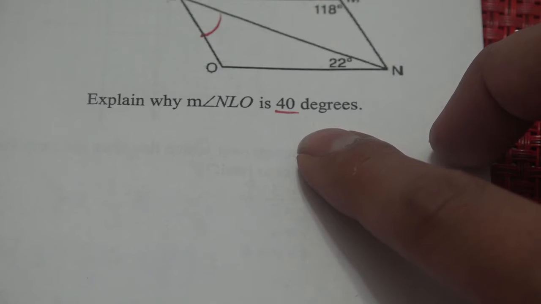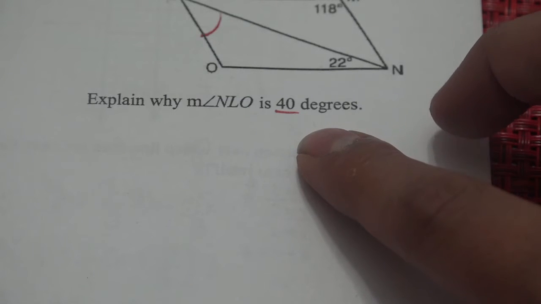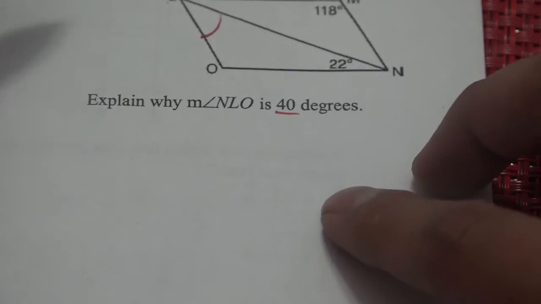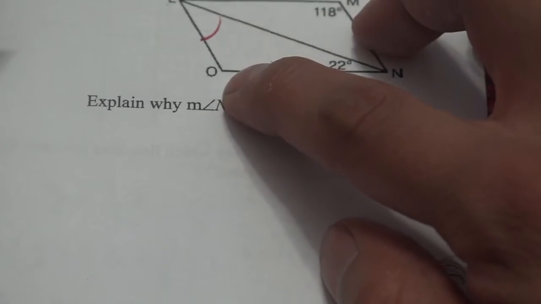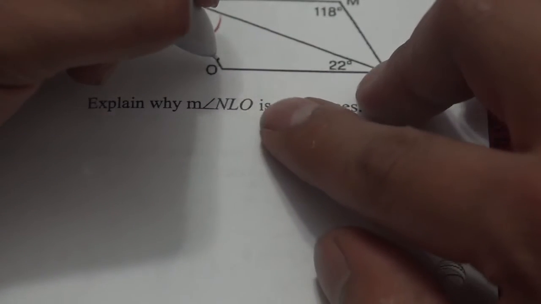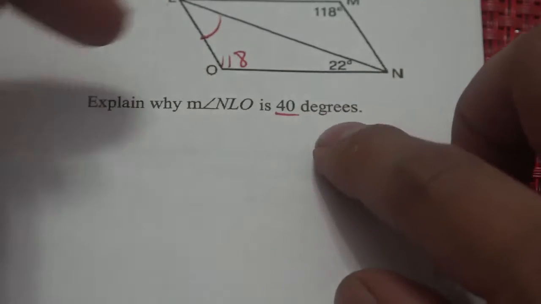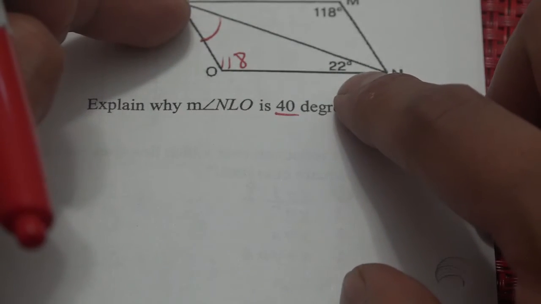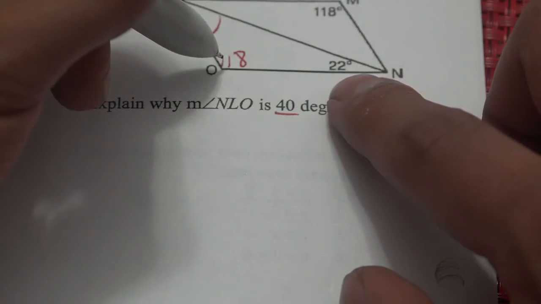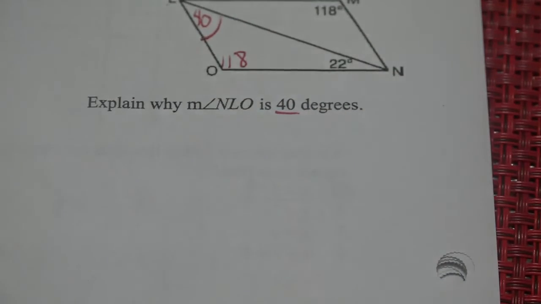Well, actually, it's not that difficult to explain. So let us get going. Well, first of all, opposite angles in a parallelogram are congruent, right? So this is also 118. Now the sum of the angles in a triangle is 180. So 118 plus 22 is 140. So this angle has to be 40. All right? So that's it.